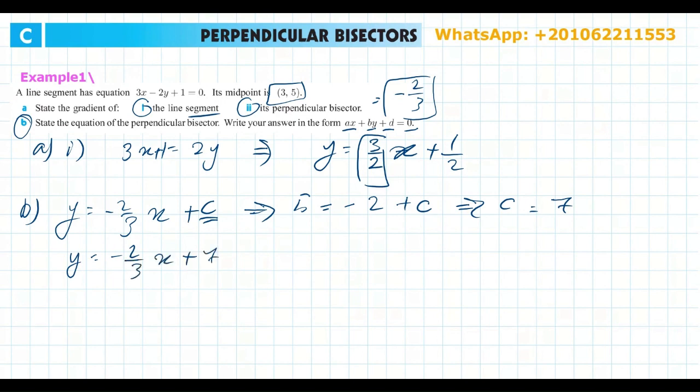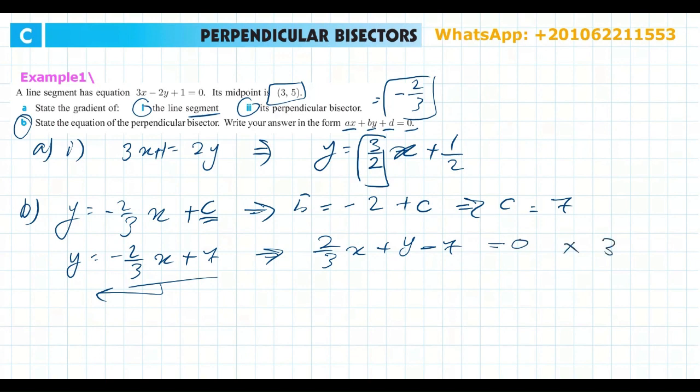After that, I'll send this part to the left side. It becomes 2 over 3 x plus y minus 7. After that, I'll multiply it by 3. Then it becomes 2x plus 3y minus 21 equals 0. That's it.